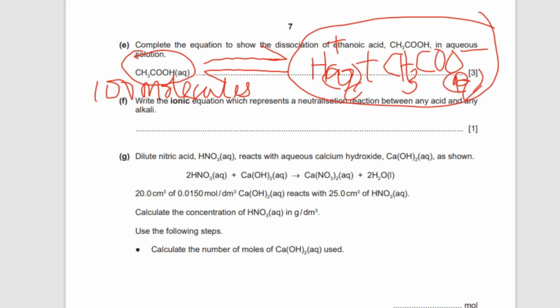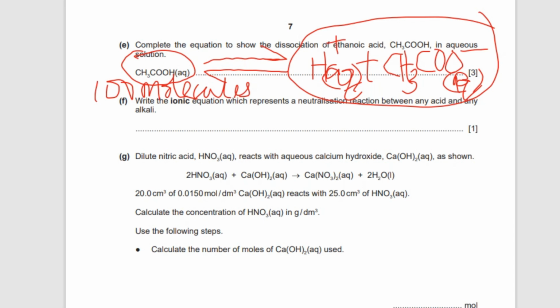So the number of hydrogen ions in the solution will be very few, and so you expect the pH to be higher because the concentration is low. We have a higher pH of say 4, 5 or 6. Alright, I hope that is understood.